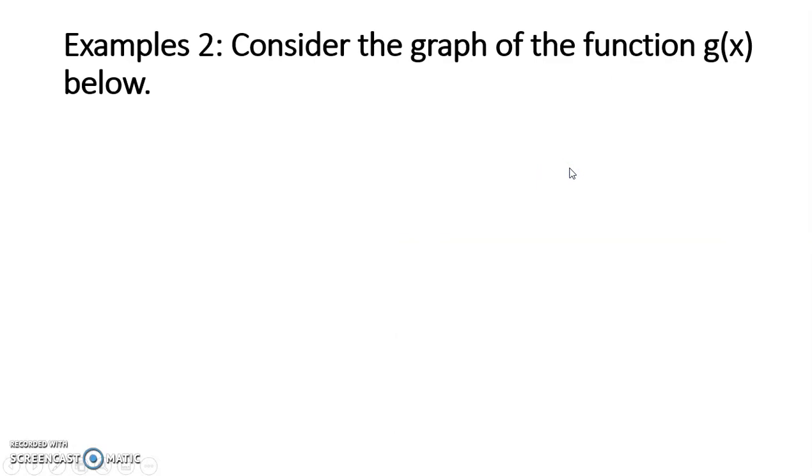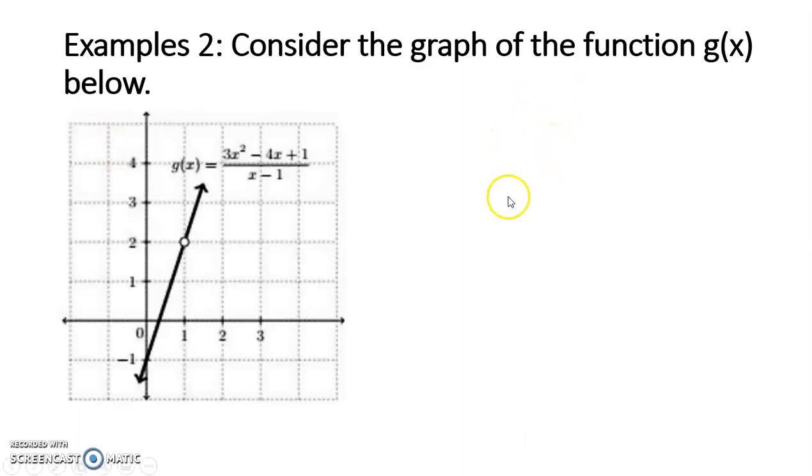Example 2. Consider the graph of the function g of x below. Okay, so here is the graph of the function. g of x is defined by 3x squared minus 4x plus 1 all over x minus 1. Is the function continuous at x equals 1? So here is x equals 1.